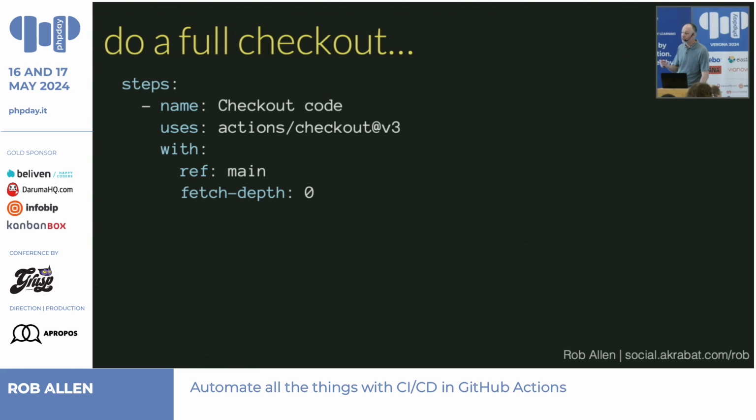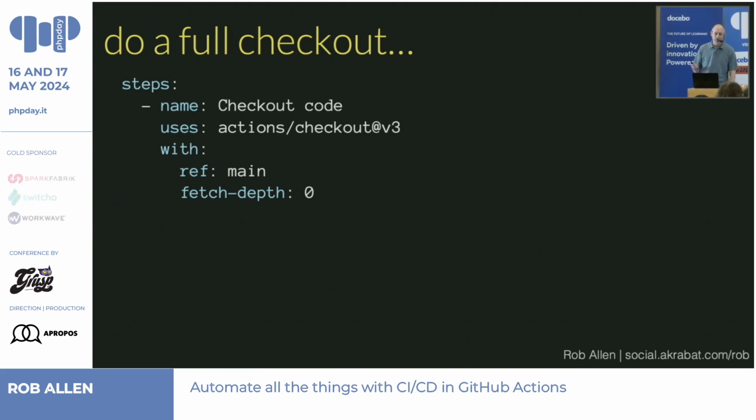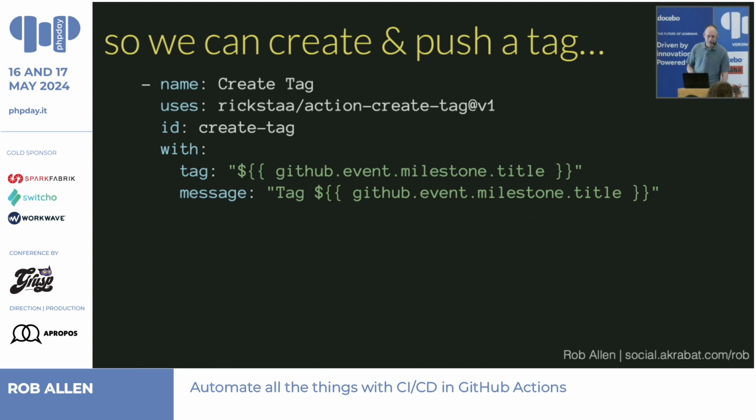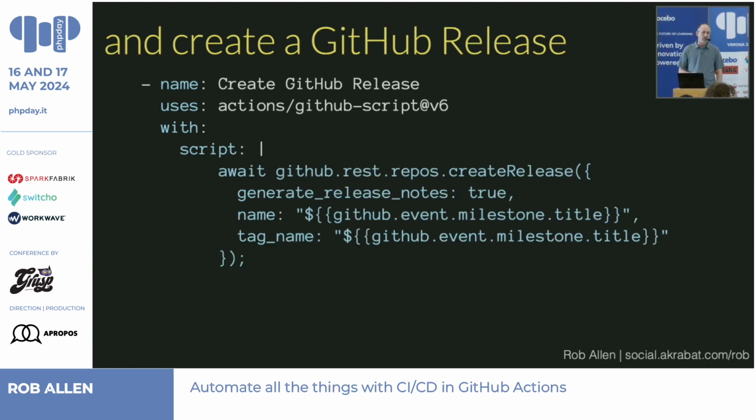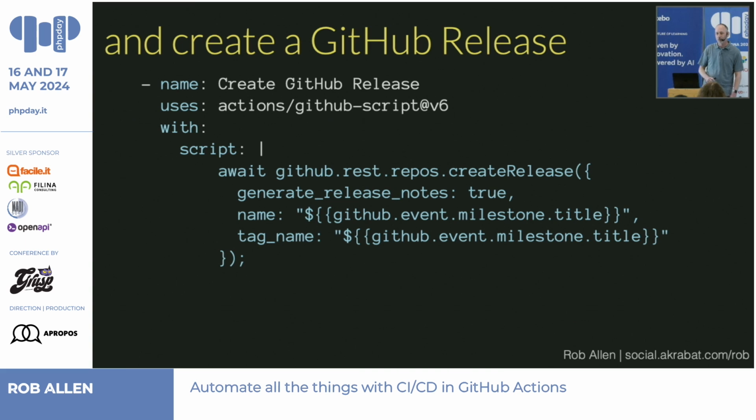I need to do a full checkout rather than a shallow checkout because I'm going to do a tagging. Then I go create my tag. Very helpful action called create tag, which will do that for me. And now I've got my tag. Then I go create my GitHub release. The GitHub releases are a GitHub where you can have all your formal releases. It's quite helpful because it makes it easy for things to work.